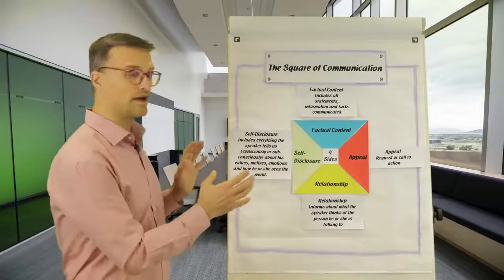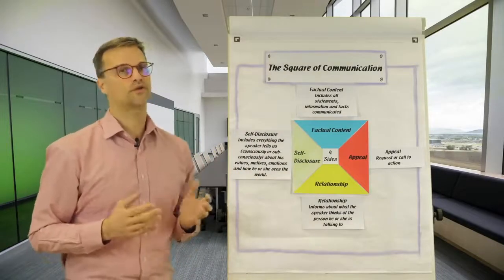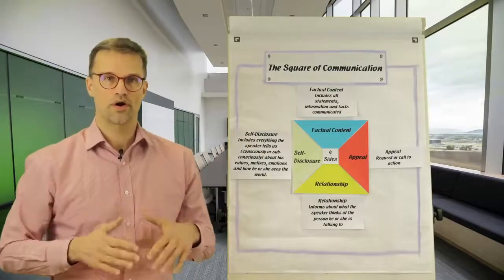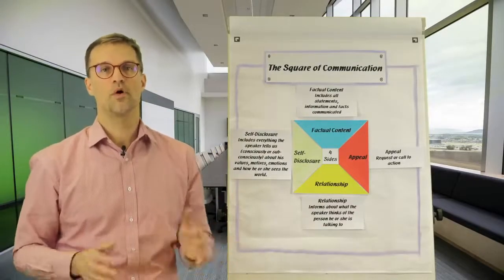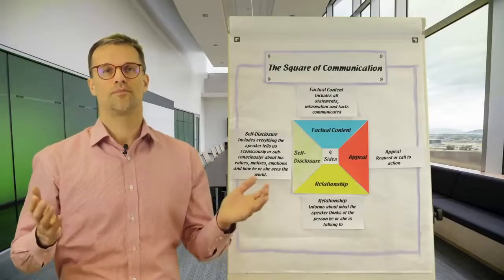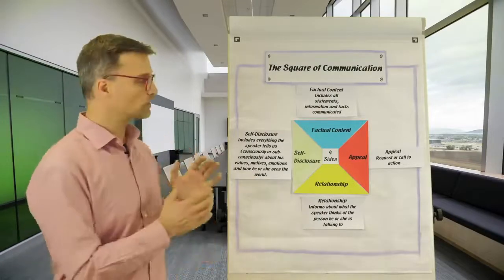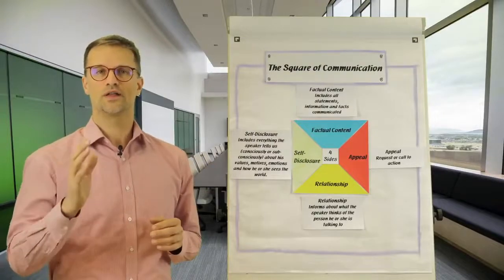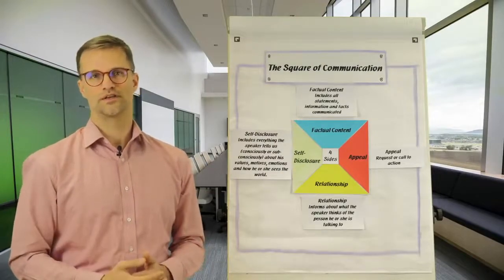The four sides I just explained are contained in each and every message, either explicitly or hidden, whether I want them or not. They are all part of my message. So what does this mean in a teaching context? Let's look at teaching with the Square of Communication.